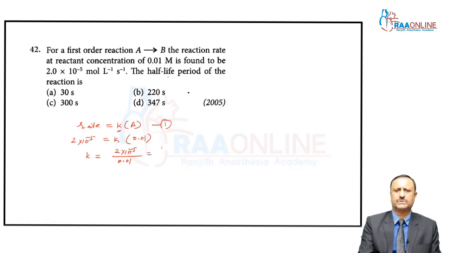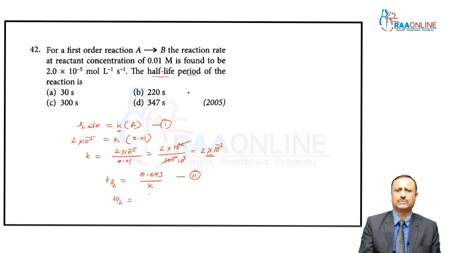Here you can see this 2 into 10 to the power minus 5 into 10 to the power 2, so you can get here 10 to the power minus 3. So, you can call it 2 into 10 to the power minus 3. This is the value of K for question number 42. Now, my dear students, in this question the half-life period of the reaction is asked. What is the formula here? Formula number 2, T half is equal to 0.693 upon K. You can put the value of K here and you can get the answer.